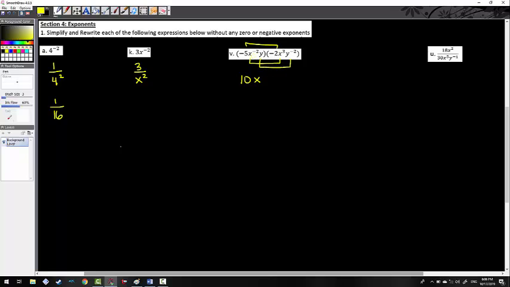Y to the first times y to the negative second. 1 minus 2 becomes y to the negative 1. And at the end, I have a negative exponent. I'm going to go ahead and call him 10x over y.